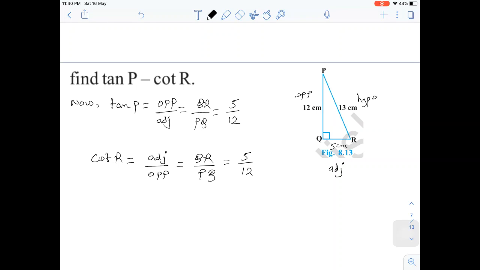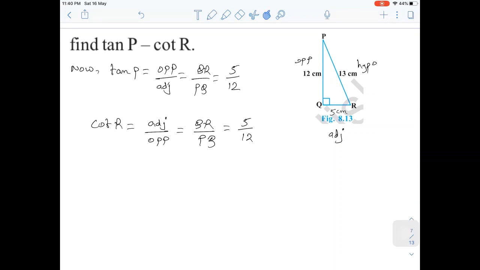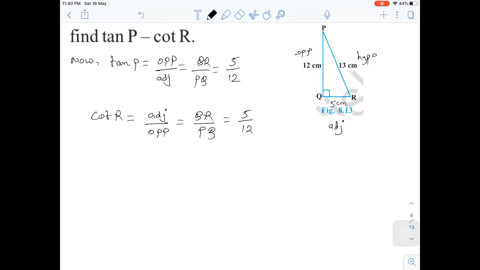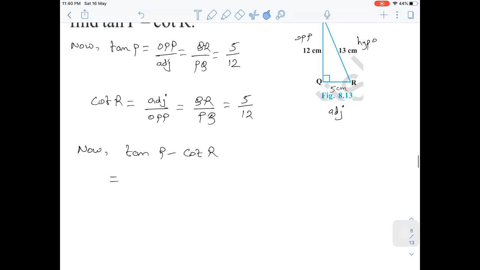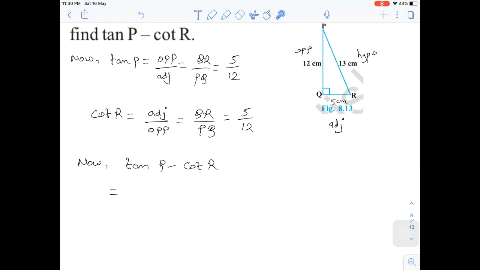Okay. Now the main thing is that we have to find tan P minus cot R. Tan P minus cot R equals, the value of tan P is 5 upon 12. So let us write that value over here, 5 upon 12 minus, and the value of cot R is again 5 upon 12. So our final answer is 0. Okay. Hope you have understood this one. Thank you.